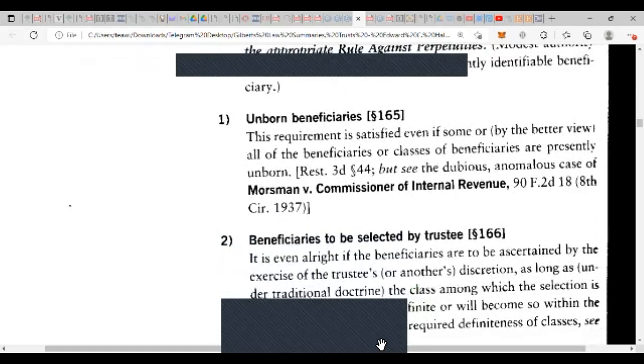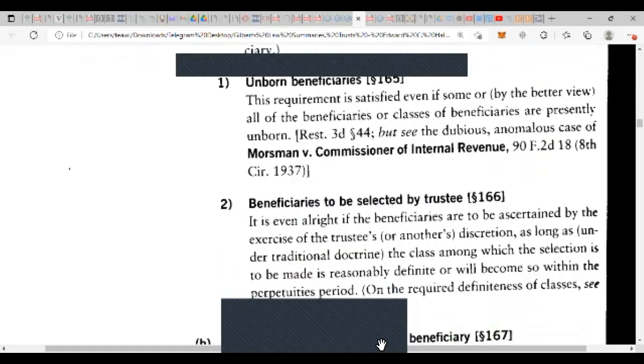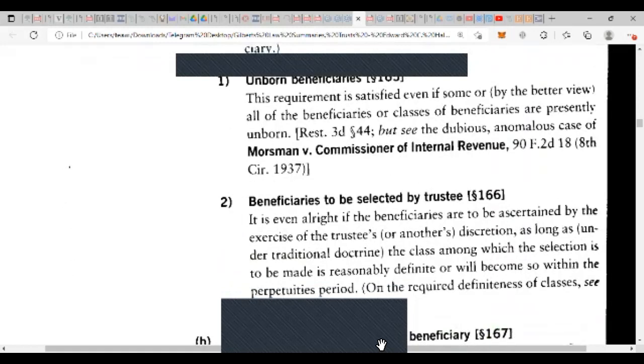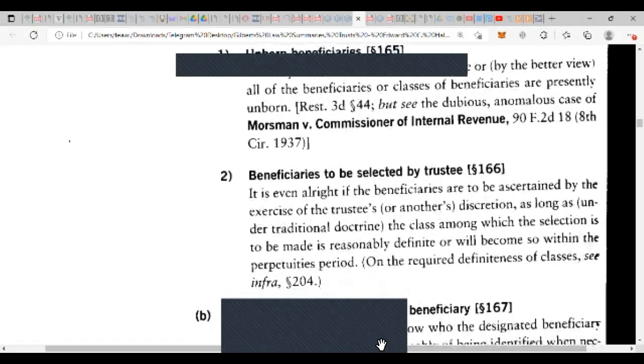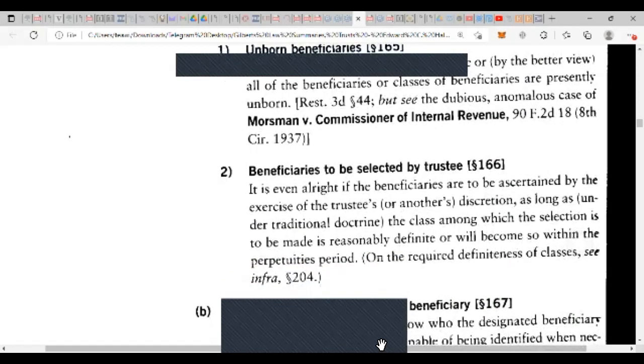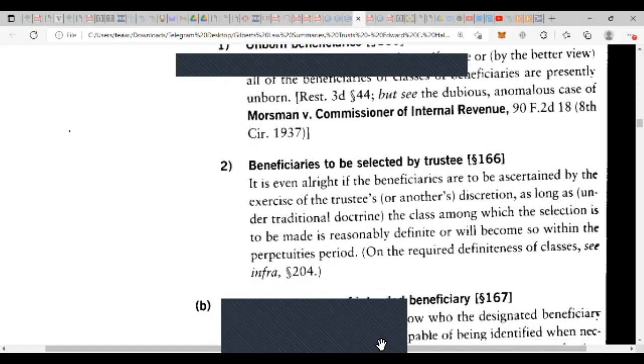Unborn beneficiaries, section 165. This requirement is satisfied even if some, or by the better view, all of the beneficiaries or classes of beneficiaries are presently unborn. Restatement Third, section 44, but see the dubious, anomalous case of Morrissey versus Commissioner of Internal Revenue, 1937.